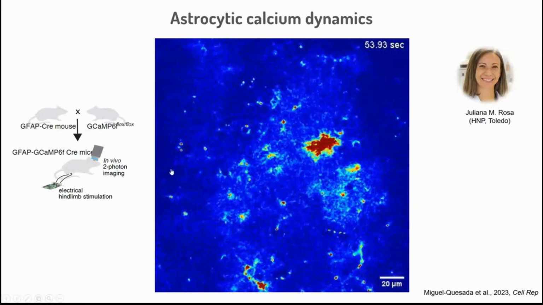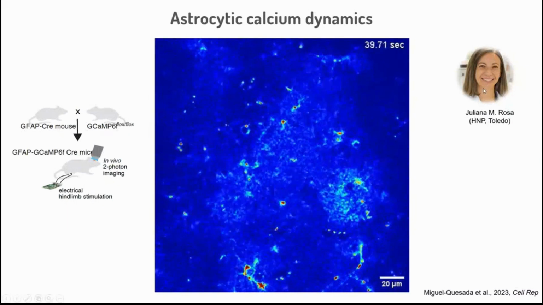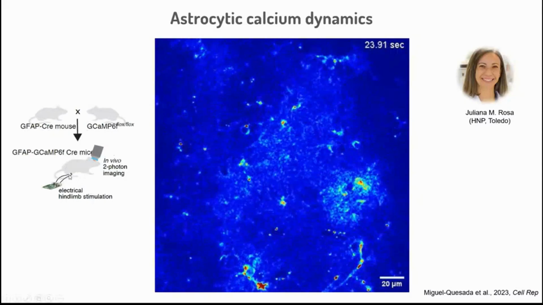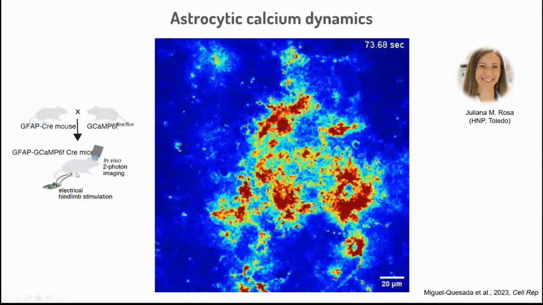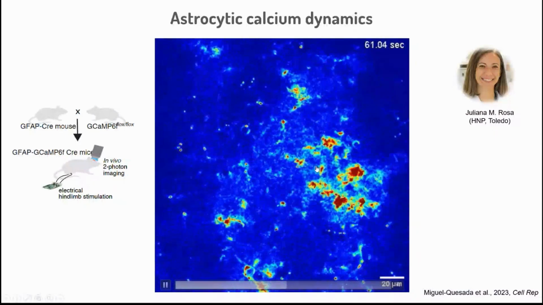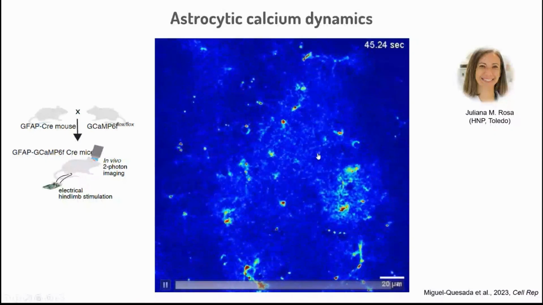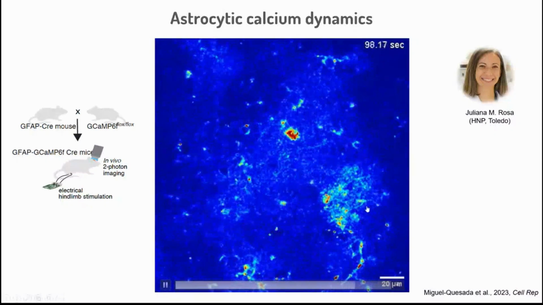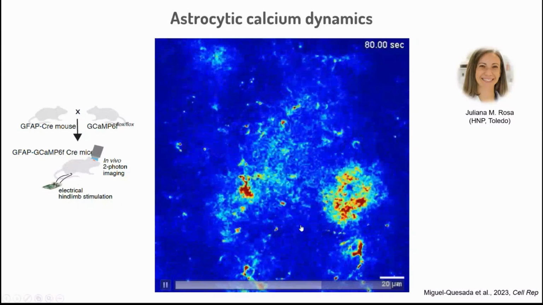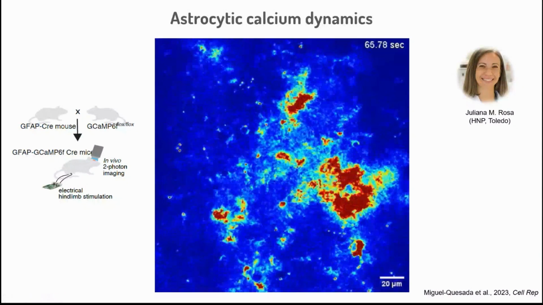Here, Juliana Rosa from the Hospital Nacional de Parapléjicos in Toledo came to Achucarro to do this experiment. She put the electrodes on the paw of the mouse, so she was stimulating a specific region. She wanted to see how the signal arrives to this point where you see the laser here, and then the wave of calcium spreads to the rest of the astrocytic network. So she was trying to prove how astrocytes process information in the sensory motor cortex, right?